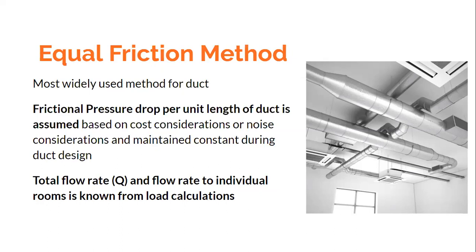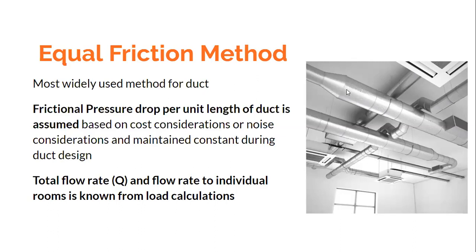It is a most popular method, was most widely used, and the assumption is, as the name indicates, equal friction. So equal friction means in this design procedure, we assume, what do we assume? That the frictional pressure drop per unit length is constant, and it is kept constant throughout the geometry layout of the duct. It is first decided, means we as engineers would decide what should be the frictional pressure drop per unit length of this duct.